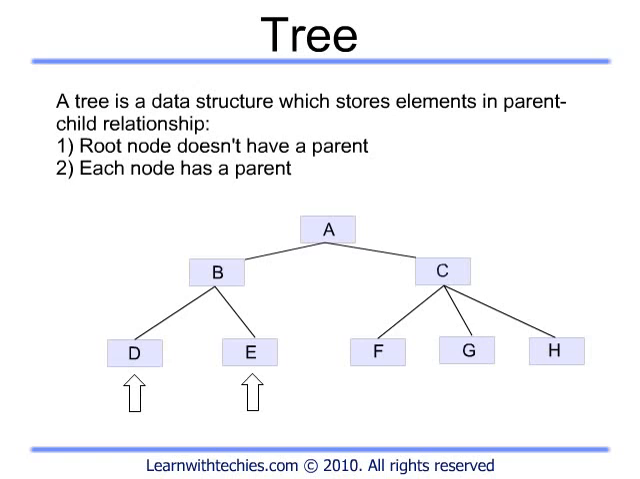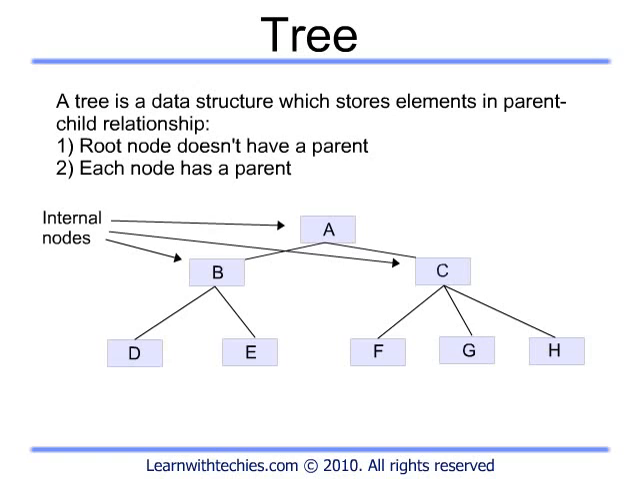Since D, E, F, G, and H don't have any children, they are called leaf nodes, or external nodes. All nodes which are not external are called internal nodes. They will have at least one child. In this tree, A, B, and C are internal nodes.